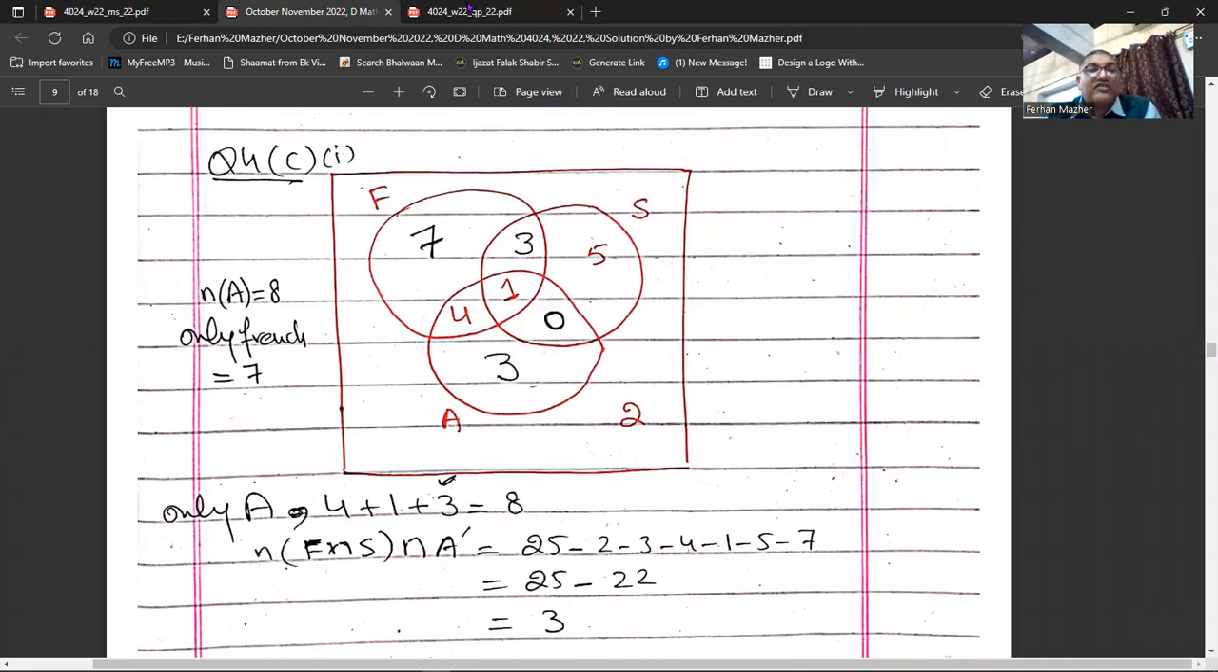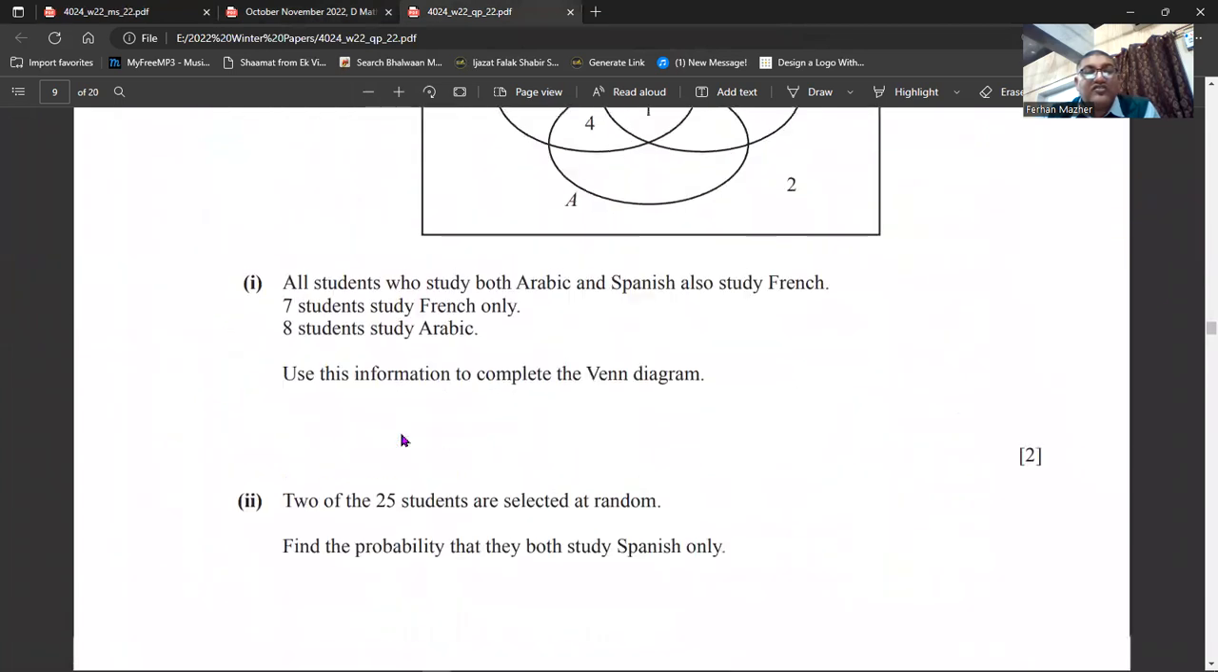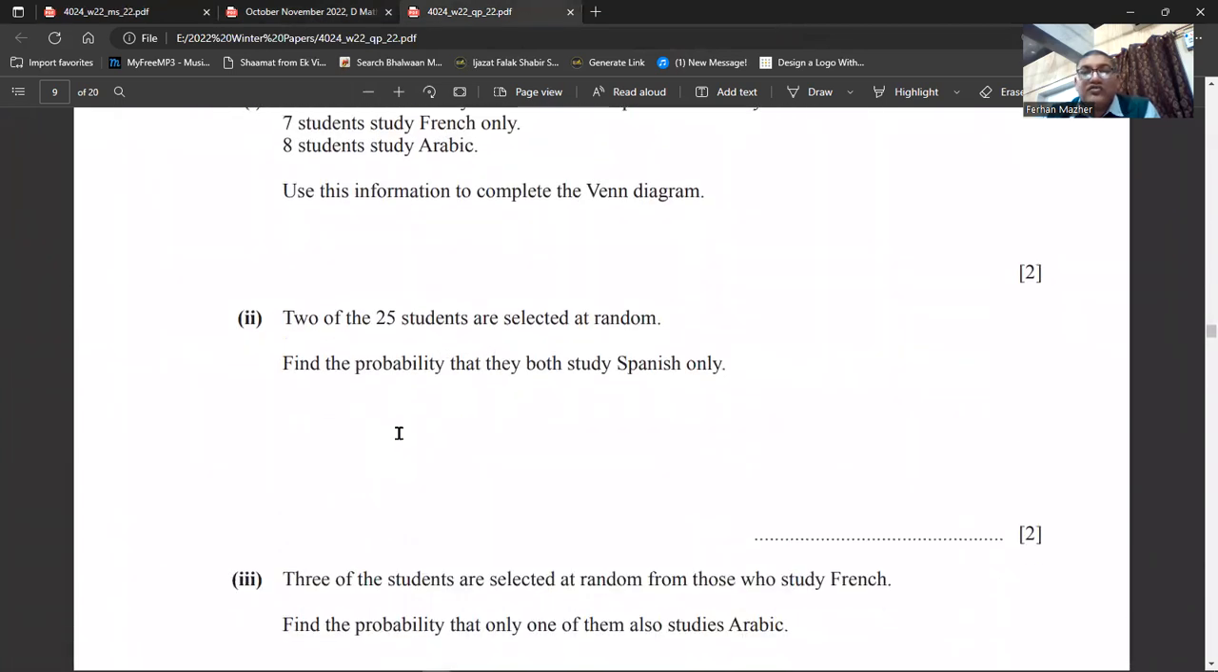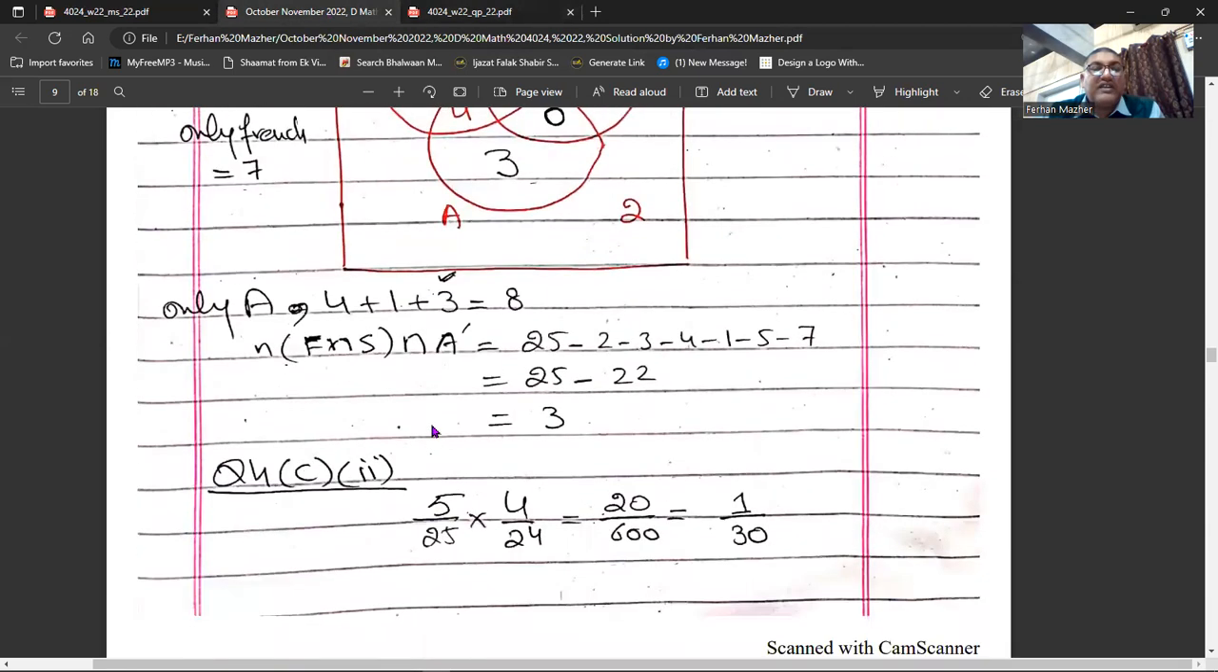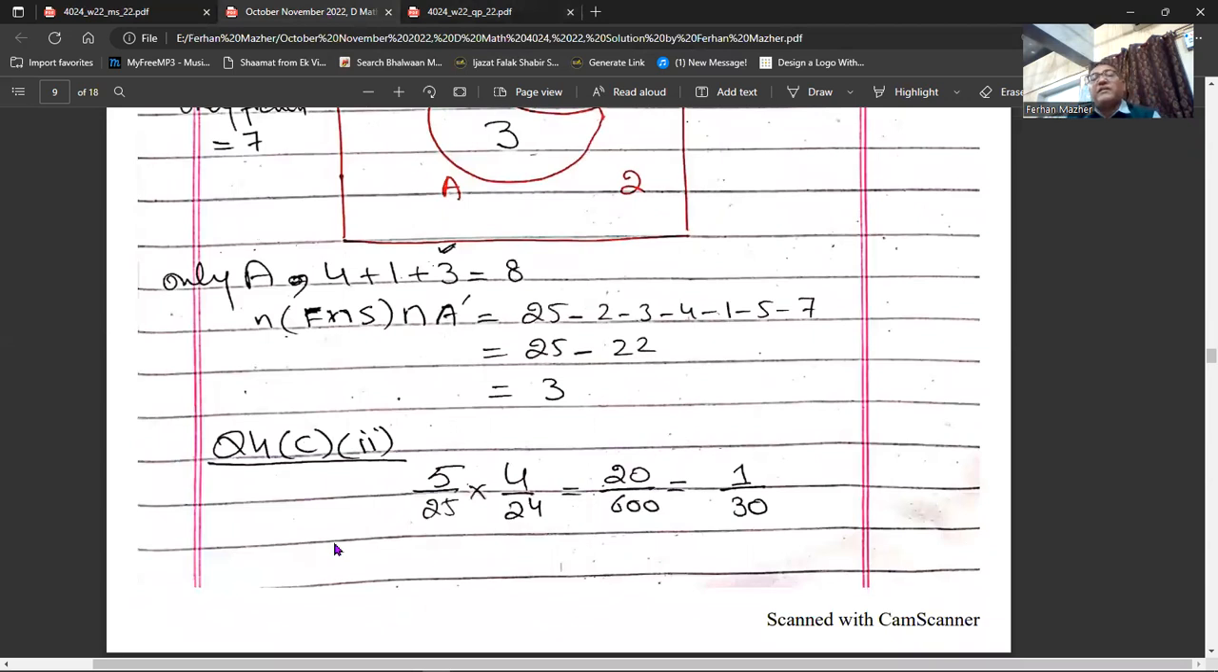So what is their question? You complete that. We have done with that. 2 of the 25 students selected at random, find the probability that they both study Spanish only. Spanish only people are 5. So this will be 5 by 25 multiply 4 by 24. That will be 20 by 600, and that will be 1 by 30. So 1 by 30 will be the answer.